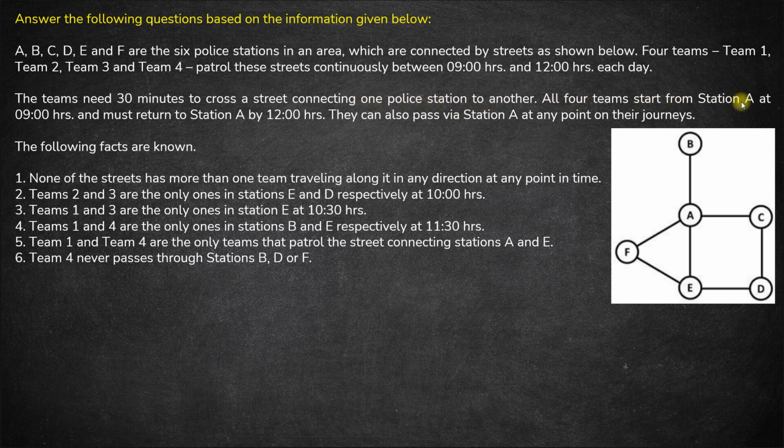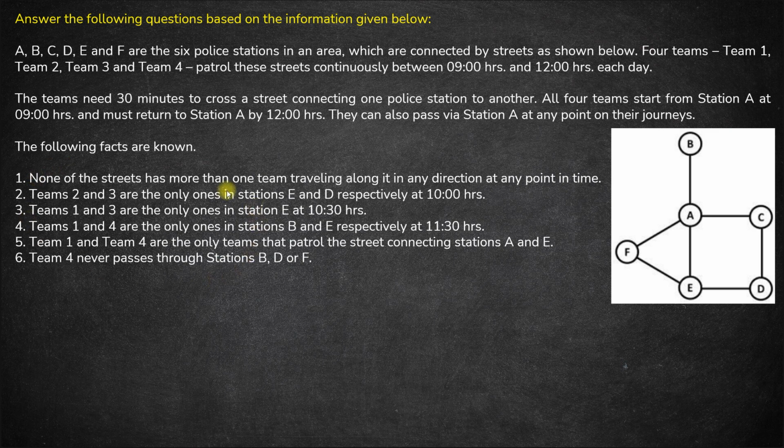All 4 teams start from station A at 9 hours and must return to station A at 12. They can also pass via station A at any point on their journeys. So they're basically passing through these stations, and to pass through one street it takes them 30 minutes. And there is no waiting time at any of these points. So waiting time will be assumed to be 0 since it's not mentioned so far.